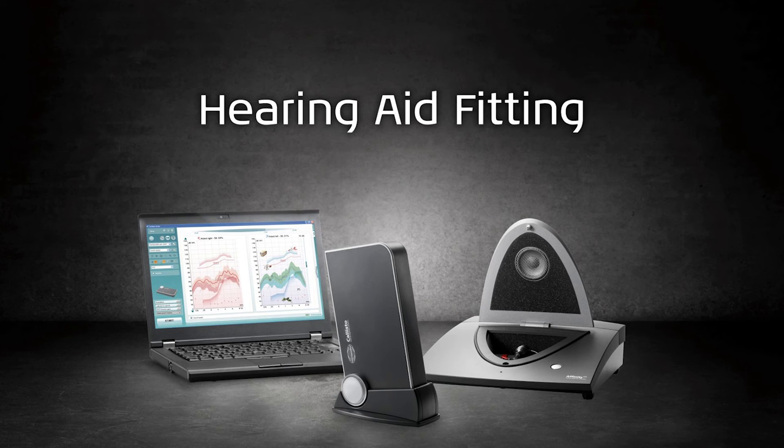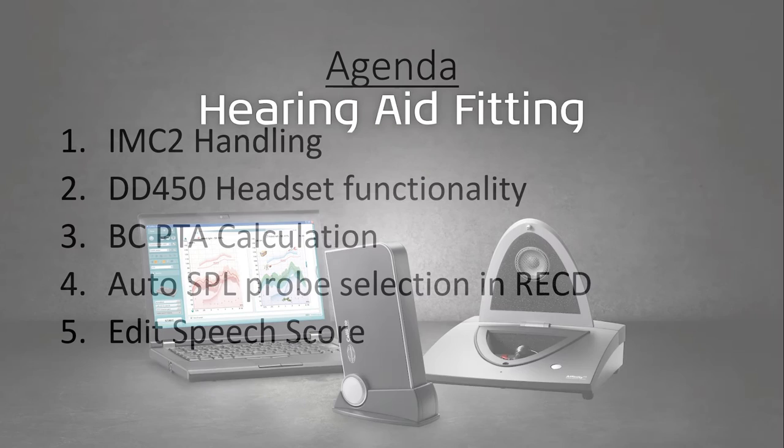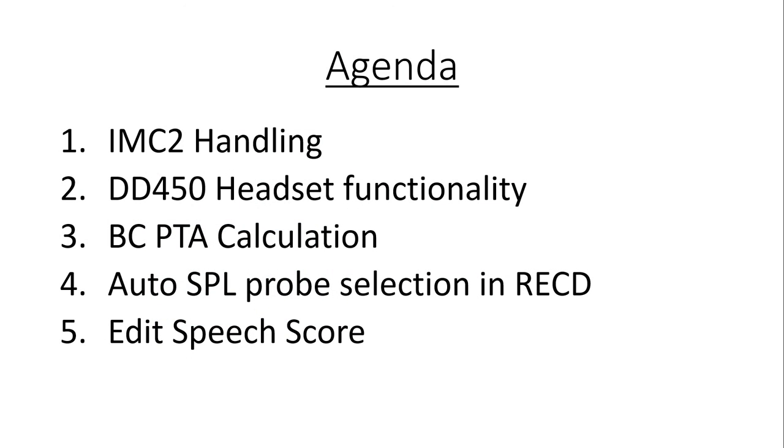Welcome to this video, which explains the top 5 features included in the new Callisto, Affinity and Equinox software suite release. The features which will be given emphasis in the video are IMC2 handling, DD450 headset functionality, BC PTA, automatic selection of the SPL probe, and edit speech score.